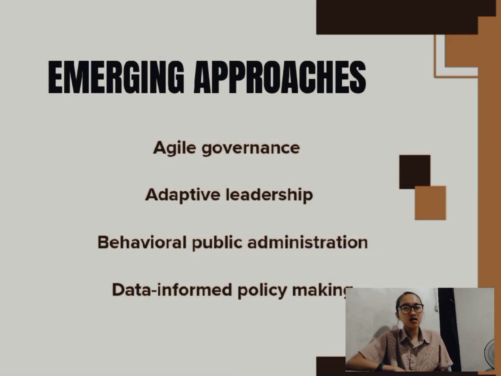So, first is ang agile governance, adaptive leadership, behavioral public administration, and data-informed policy making. So, sa agile governance is flexible and responsive nga pamamahala para maka-adapt sa mga bagong kalibutan. So, sa adaptive leadership, ang mga leader is kinahanglan nga mag-adjust sa mga kalisod og magpangita og mga solusyon. Behavioral public administration is nag-focus sa mga pagsabot sa mga behavior sa mga tao aron mapaayo ang mga policy. And then sa data-informed policy making, ang paggamit og datos aron maghimo og mga effective nga mga policy.